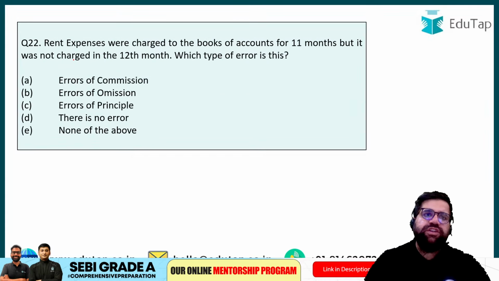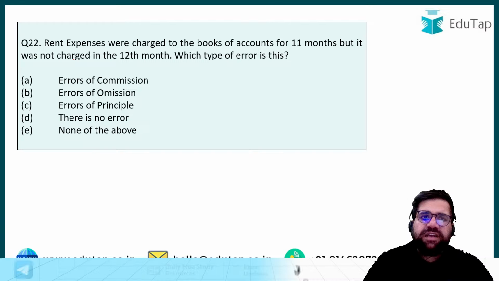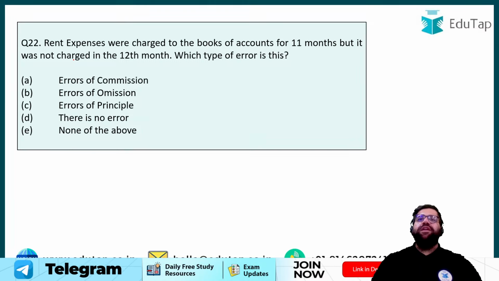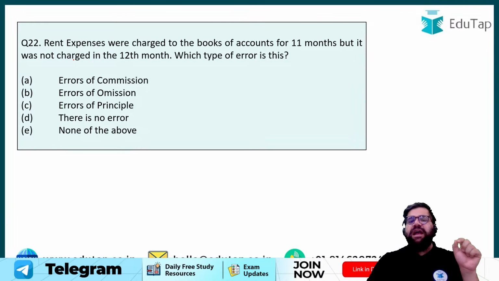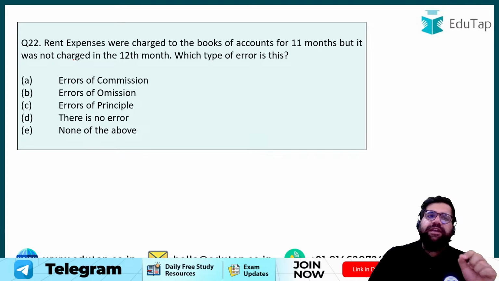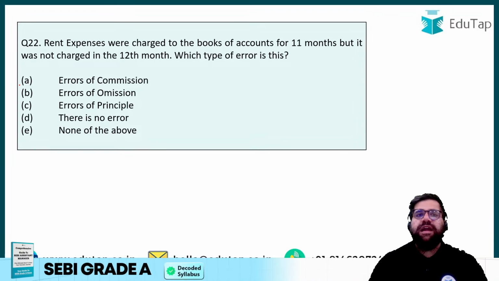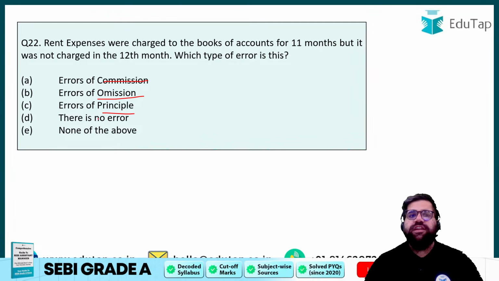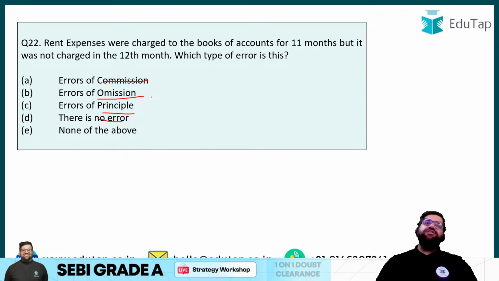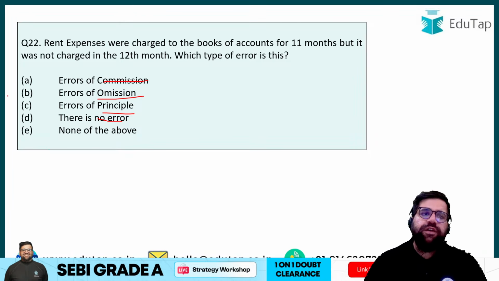Come on, next question. Rent expenses were charged to the books of account for 11 months, but it was not charged in the 12th month. So you have done the accounting only for 11 months and you have forgotten to enter a transaction for the 12th month. This is basically which particular kind of error? Is it a clerical error, is it an error of principle, omission, or is there no error? Yes, if you know, as per the principle of omission, if you skipped something, that will be counted as option number B, which is error of omission.